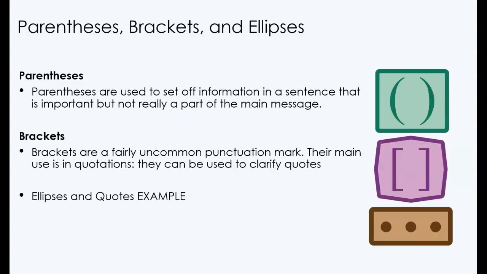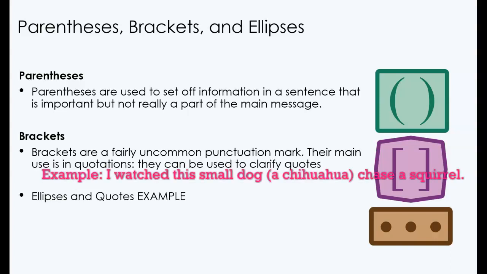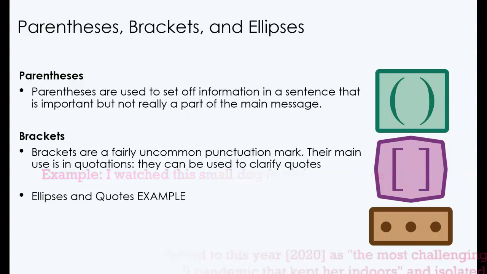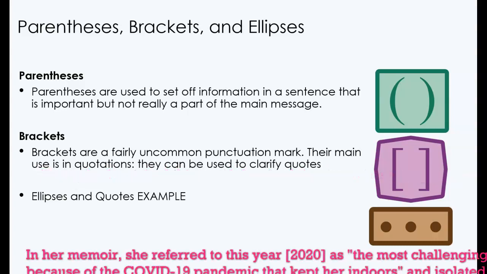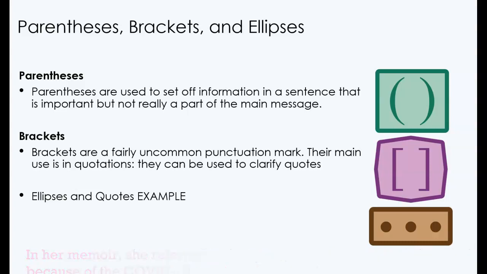Parentheses, brackets, and ellipses. Parentheses are used to set off information in a sentence that is important, but not really a part of the main message. The brackets are a fairly uncommon, which means it's not common, punctuation mark. Their main use is in quotations. They can be used to clarify quotes.